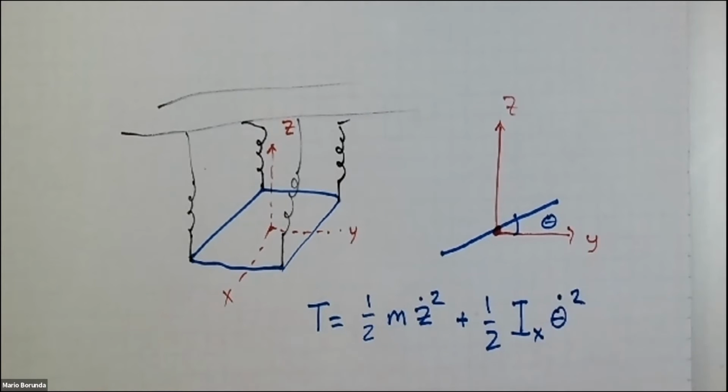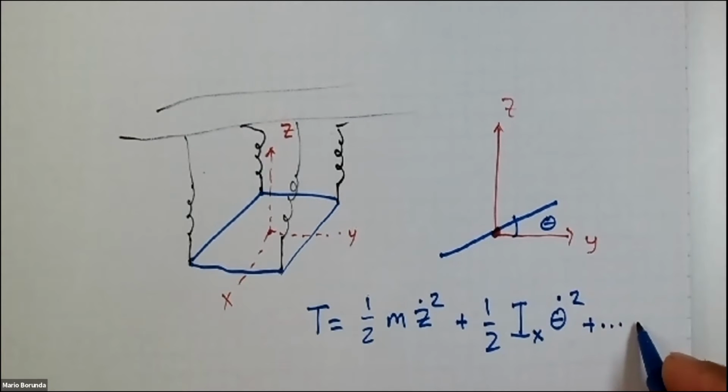Then I have the other rotation that goes around the y-axis, right? And then I have to take this into account. So you have 2 springs that get stretched. In this one, this spring and this spring get stretched, and this and this get compressed. And that's your potential energy.